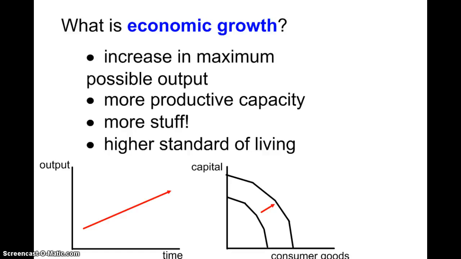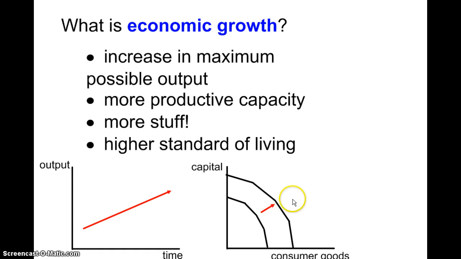So economic growth is an increase in the maximum possible output. On the business cycle, it's represented by this upward trajectory. On the production possibilities curve, it is, as we discussed, represented by a shift outward of the curve, the ability to make more capital and consumer goods.